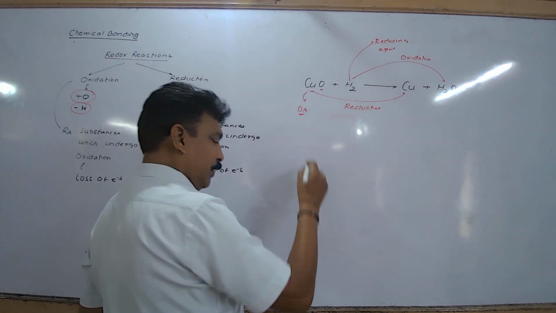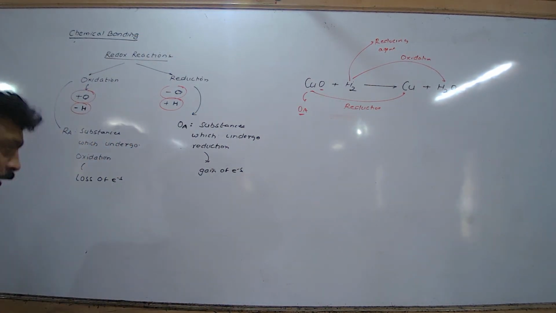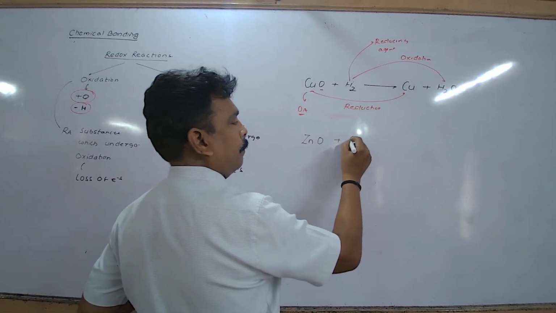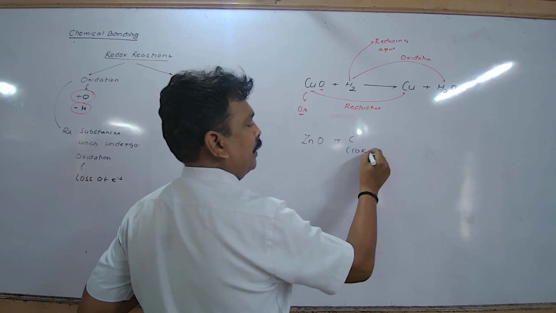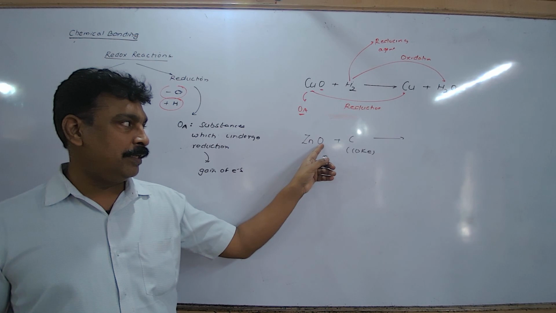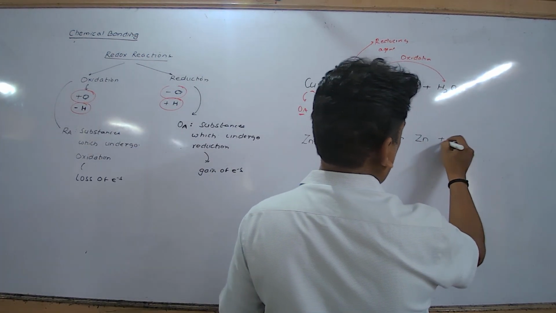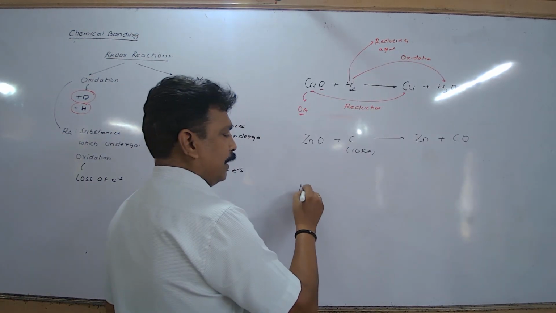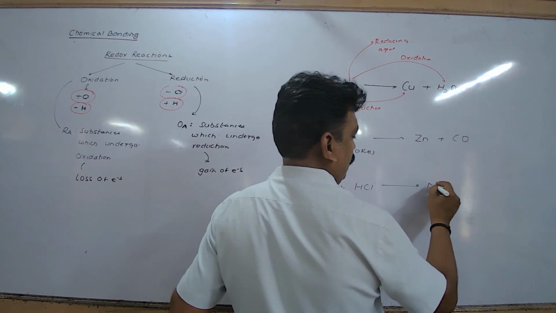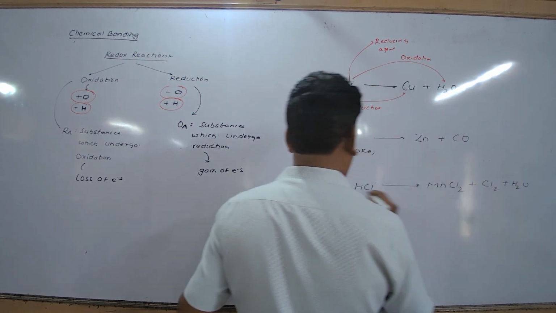One student will come over here and try to find out which substance is undergoing oxidation and which is undergoing reduction. Let us take this example: zinc oxide plus coke, which is used in metallurgy. जिंक के एक्सट्रैक्शन में हम लोग कोक यूज करते हैं और ये रिड्यूसिंग एजेंट, इसका जिंक ऑक्सीजन निकाल देते हैं, and then what you get is zinc and... second reaction, MnO2 plus HCl gives you MnCl2 plus Cl2 plus water.